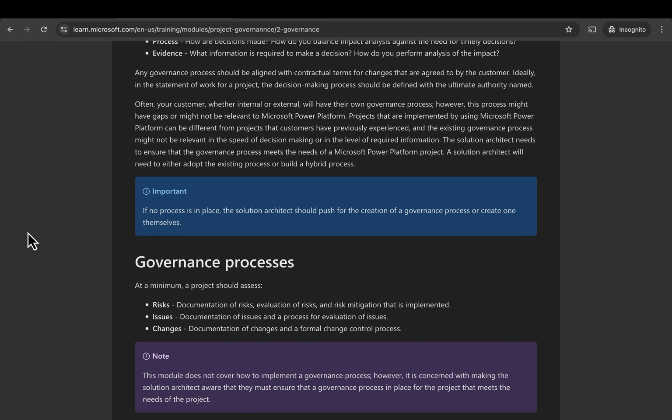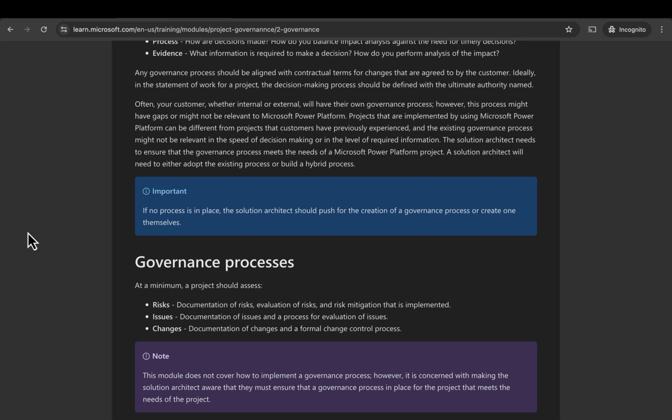Any governance process should be aligned with contractual terms for changes that are agreed to by the customer. Ideally, in the statement of work for a project, the decision-making process should be defined with the ultimate authority named. Often, your customer, whether internal or external, will have their own governance process. However, this process might have gaps or might not be relevant to Microsoft Power Platform.